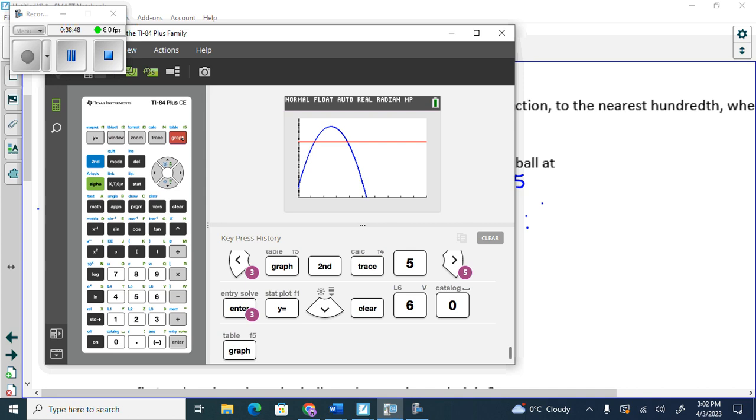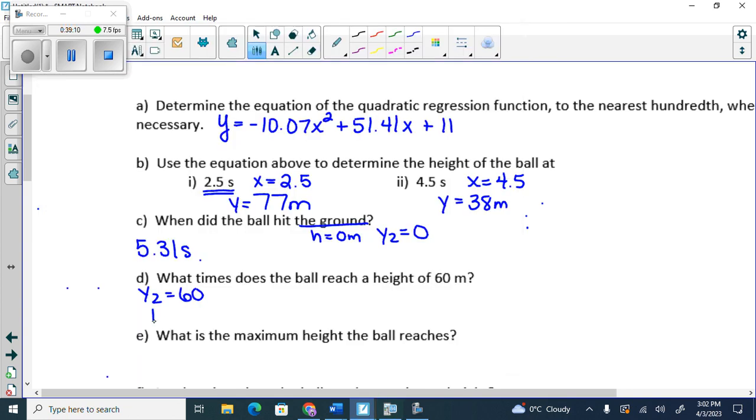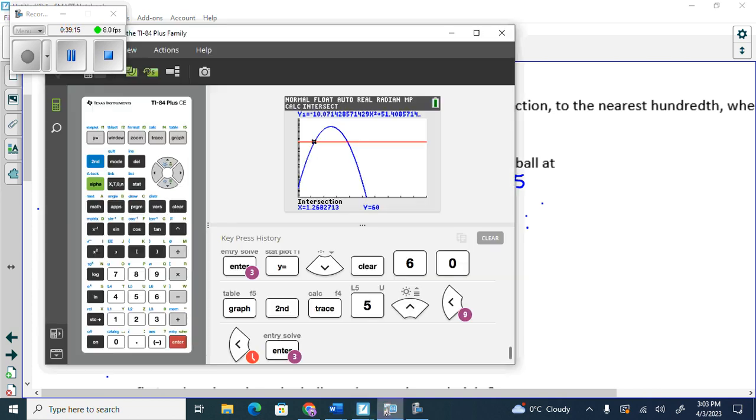Everyone paying attention and trying this? So we do second, trace, 5, and we go close to, I arrowed up to the flat line. We need to go close to the first intersection. As long as we're close to it, we go enter, enter, enter. And I get 1.27 seconds. So 1.27 seconds is the first time it reaches 60, right? So that's my first one. If I just go second, trace, 5, enter, enter, enter again, I get 1.27. Keeps finding the same spot, right?